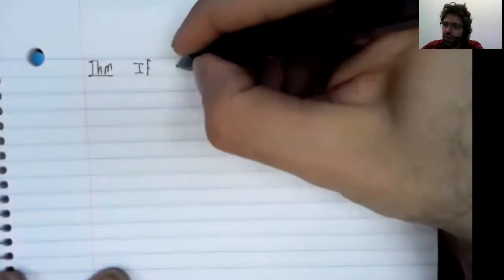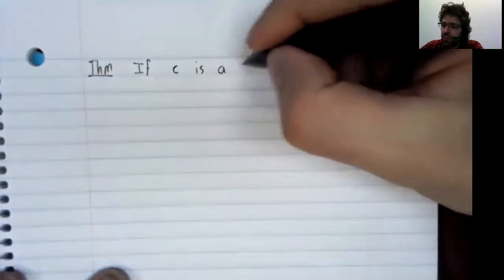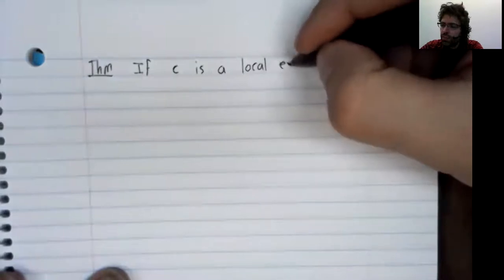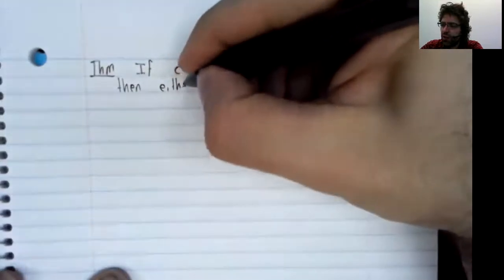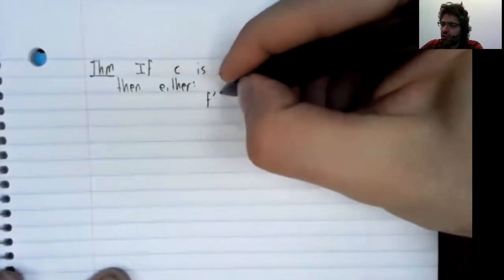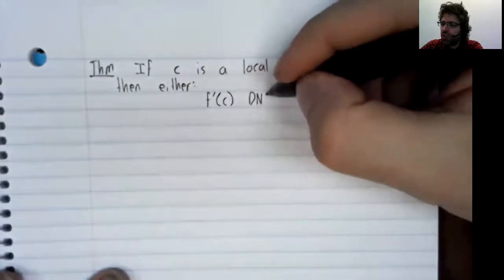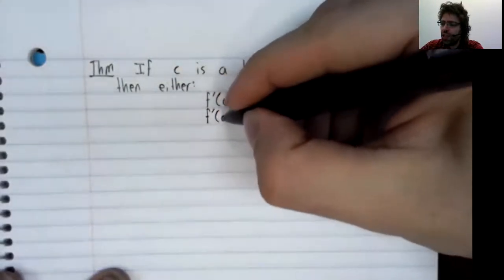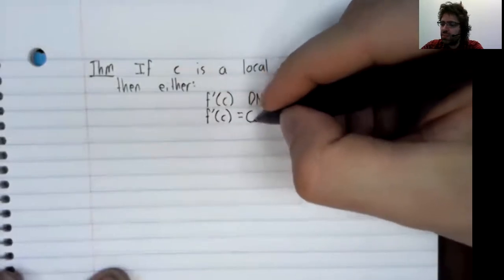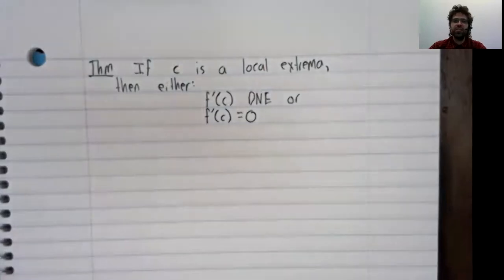However, we can say, based on the comments we just made, that if C is a local extrema, then either the derivative does not exist, or if the derivative does exist, the derivative is 0.